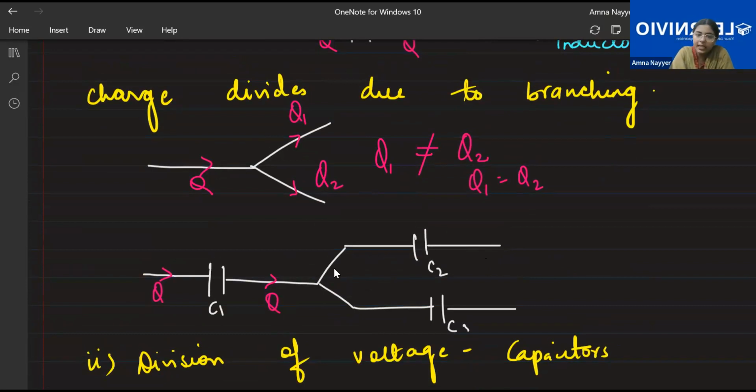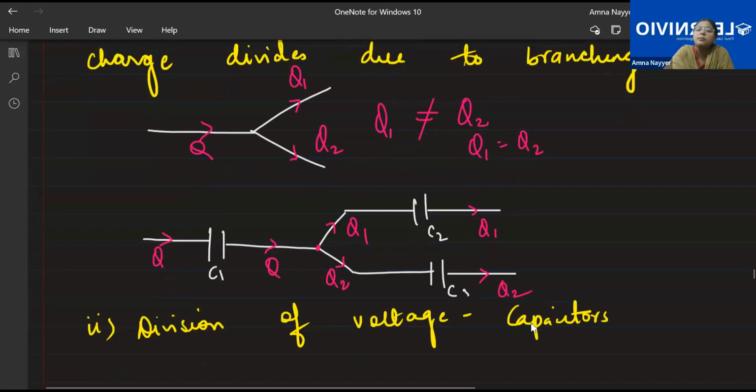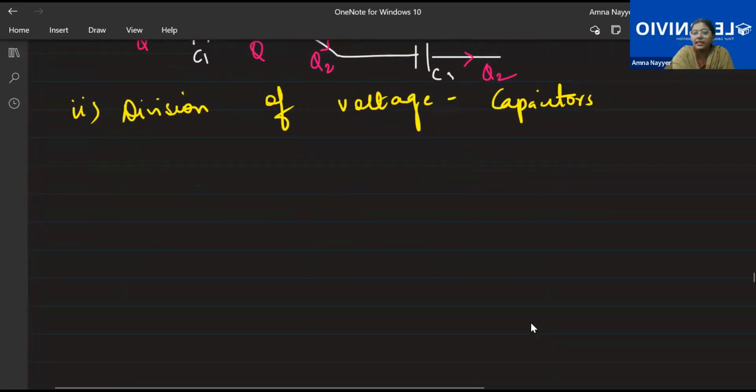Here it will be, let's say, some Q1. If this is Q1, what will be the charge here, Basmi? Q1. Yes. Okay, let's say this is Q2, because here there is branching in this portion. Tell me here what will be the charge? Q2 itself. Correct. Understood the division of charges? Yes, ma'am. But potential doesn't divide like this.